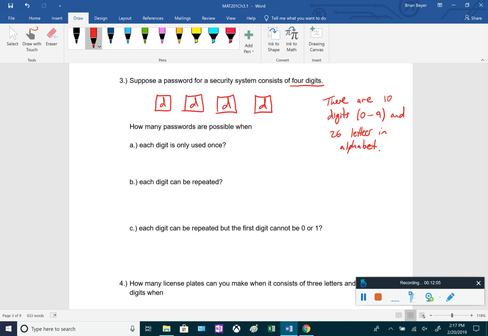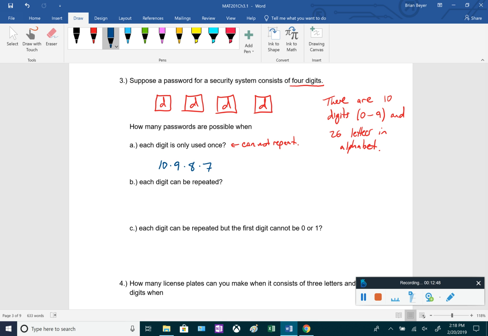How many passwords are possible when each digit is only used once? So that means we cannot repeat digits. For the first digit, we have 10 options, right? So we just go in order. First one, we have 10 options, 10 digits. We cannot repeat that digit, so for the second one, we only have 9 options. We cannot repeat either of those 2 digits for the next one, so we only have 8 options. And lastly, for the fourth digit, we can't repeat the 3 first ones, so we only have 7 left.